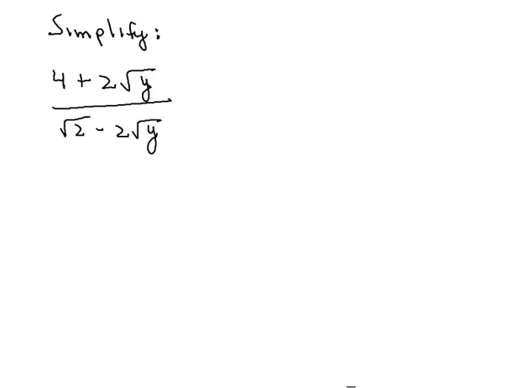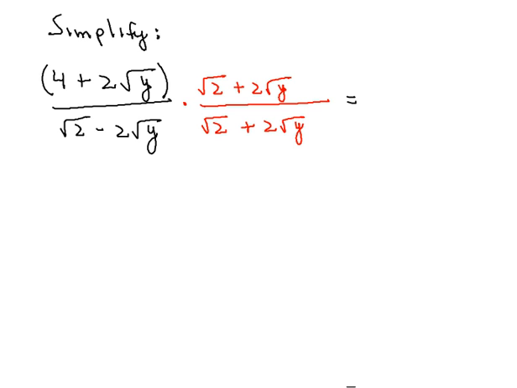And again, the approach will be to multiply the numerator and denominator by the conjugate of the denominator, which I think you'll agree would be the square root of 2 plus 2 times the square root of y. Now the only thing that's a bit more challenging here is that we have a bit more multiplication to carry out in the numerator in particular. So what we have will be two binomials, and we want to think about, if you will, using the FOIL method here for multiplying them together.